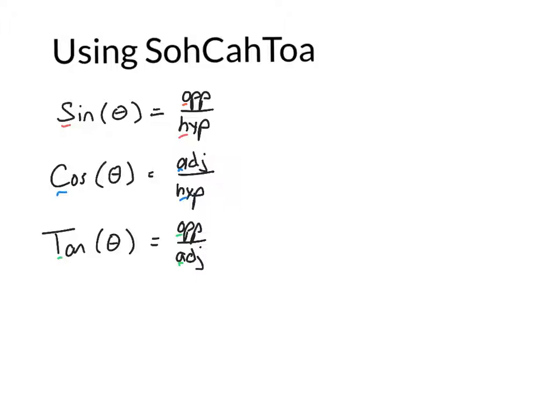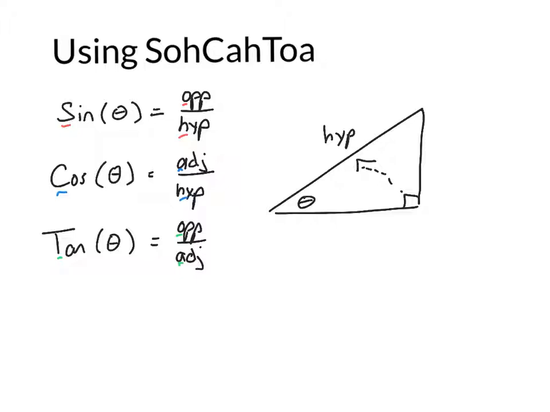Okay, so what this refers to is a right triangle. So we're always going to be dealing with some sort of right triangle. And if I have an angle theta in my triangle like this, I can name the sides. So the side that's across from the right angle, like this, is always our hypotenuse, and it will always be the longest side.